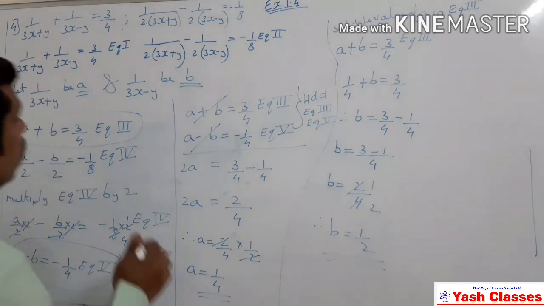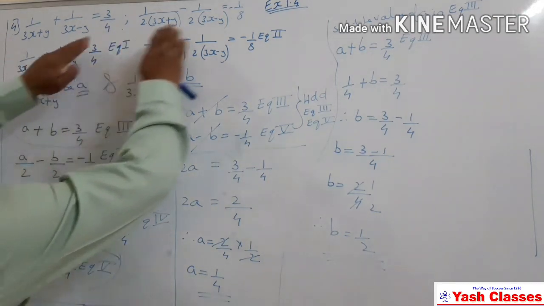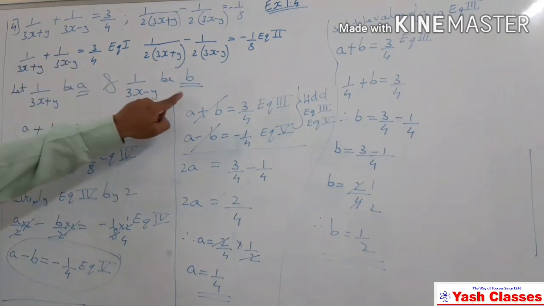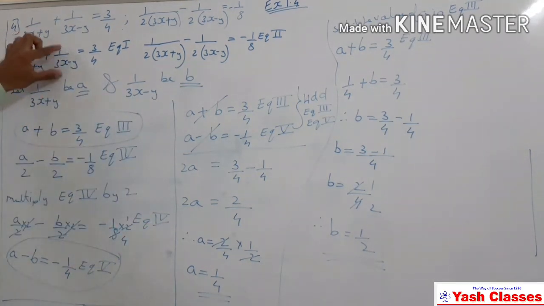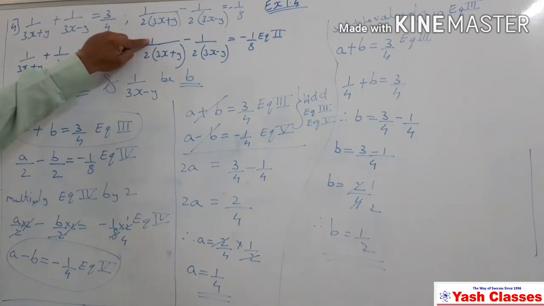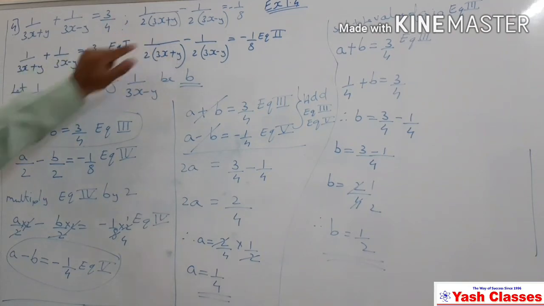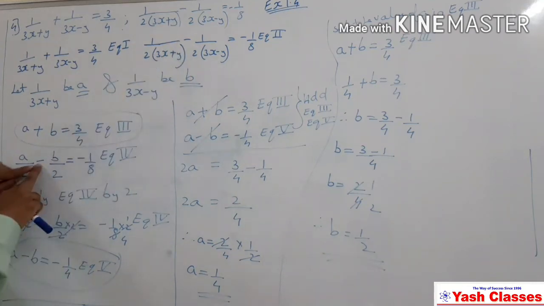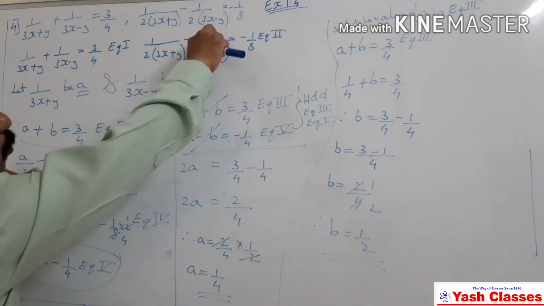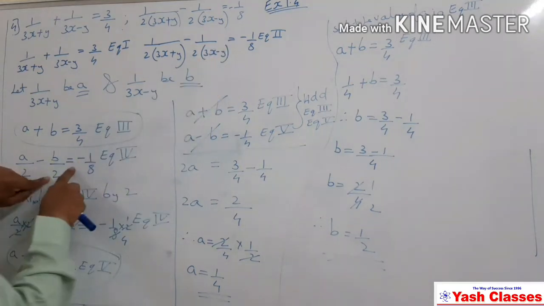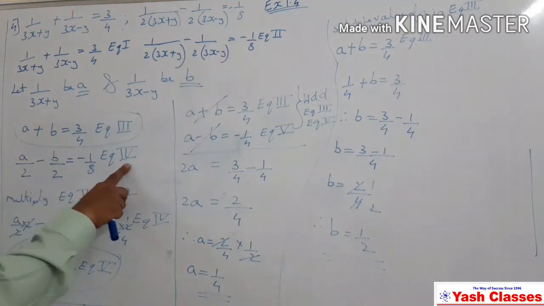Again, I am explaining here. This is your equation number 1 and this is your equation number 2. Now, let 1 upon 3x plus y be A and 1 upon 3x minus y be B. Here we have taken A, here we have taken B, plus sign, 3 upon 4, equation number 3. Here 1 upon 3x plus y is A, but the 2 is in the denominator, so 2 is coming here. Minus as it is. Here 1 upon 3x minus y is B, but the 2 is in the denominator, is equal to minus 1 upon 8, equation number 4.